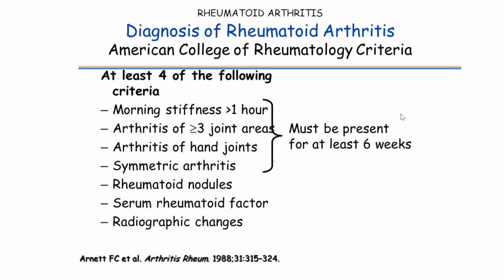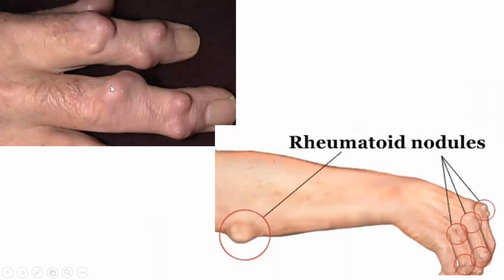Okay, so see, these are the rheumatoid nodules. This type of nodules you find in patients with rheumatoid arthritis. So you just remember only one thing: rheumatoid means hand and wrist would be involved. Okay.